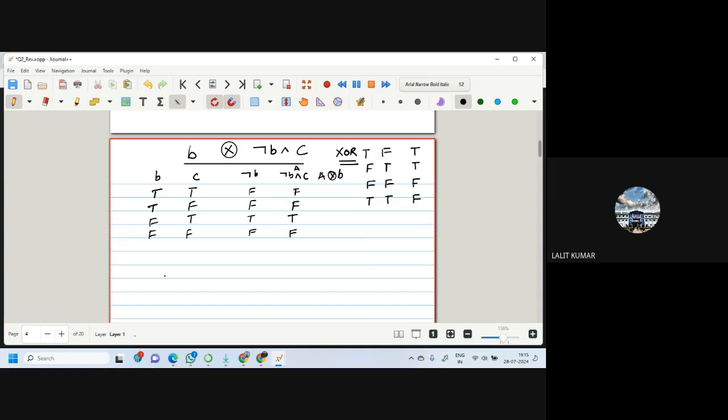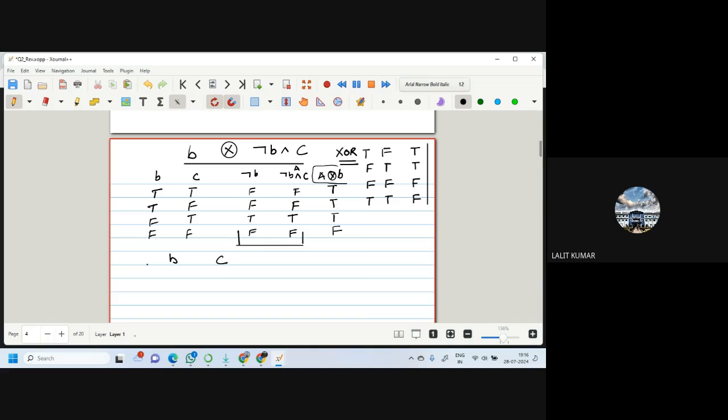Now for XOR, if we see these conditions, I have to do it with B now. So true, false, true; false, true, false, true; false, it is false. So from here, is it clear? Yeah, clear. Okay. Now, forget these conditions. Now I can make B, C, and this is my result.